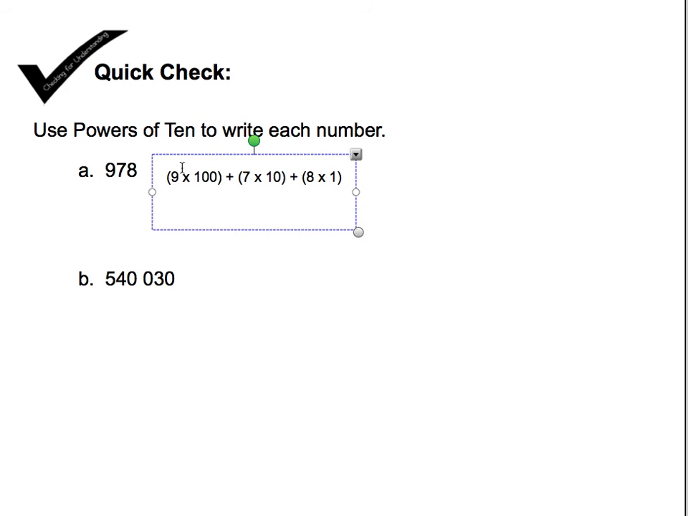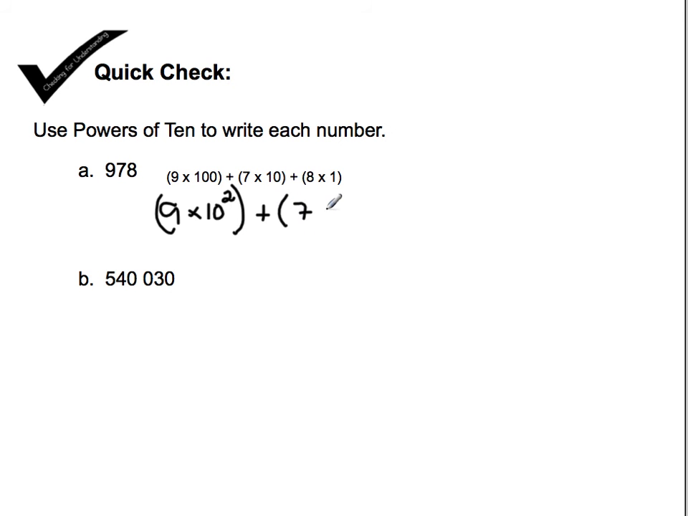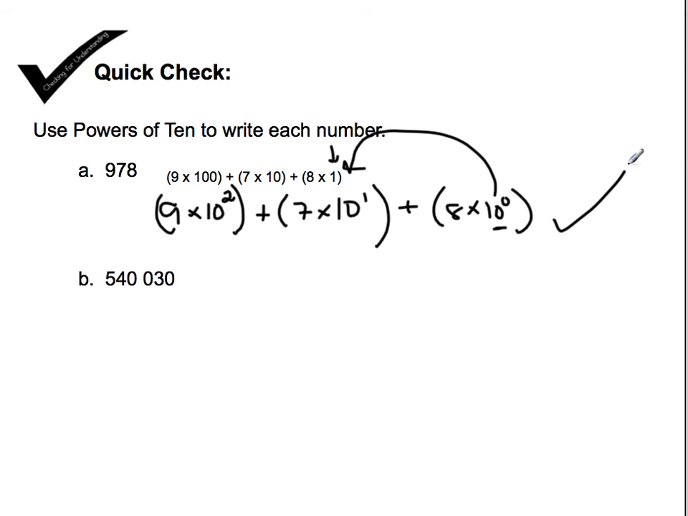Now let's write this as powers of 10. So this would be 9 times 10 to the power of 2, because 100 can be rewritten as 10 to the power of 2, plus 7 times 10 to the power of 1, plus, now we have to write 1 as a power of 10, 8 times 10 to the power of 0, because anything raised to the power of 0 is equal to 1. And we're done.